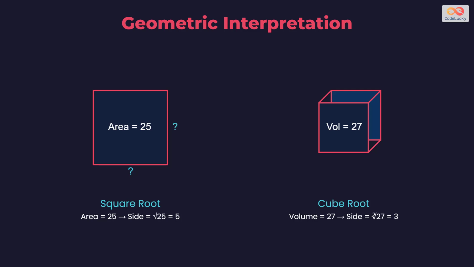Visually, you can think of these roots in terms of geometry. A square root finds the side length of a square given its area. Similarly, a cube root finds the side length of a cube given its volume. If a cube has a volume of 27, its side length must be 3.